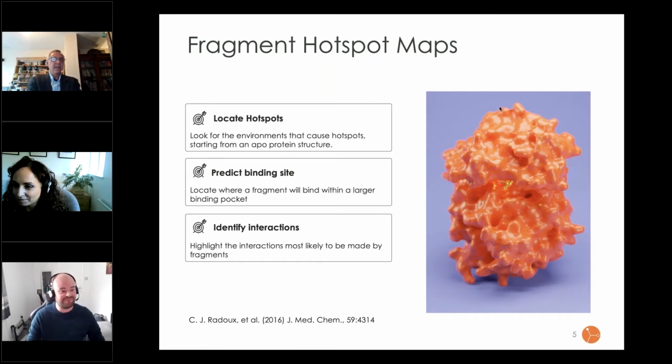Yeah, so in addition to predicting the binding site itself, aiming to find specifically the part of the binding site where a fragment would bind. And going even further, can we highlight the interactions that are most likely to be made by a fragment?